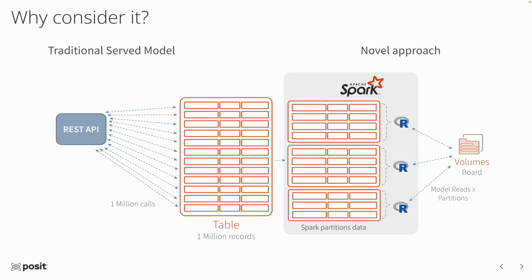So that way, instead of querying the model a million times, you're querying it as many times as there are partitions. There may be tens, maybe even 100. It depends on how big your data is and how much Spark partitions it. But it's much more efficient and definitely faster. So that's why I think this is a very good model to consider. So let's see how this works in practice.